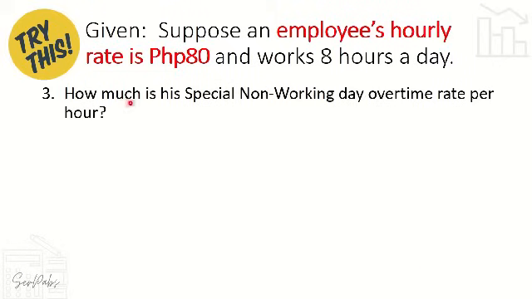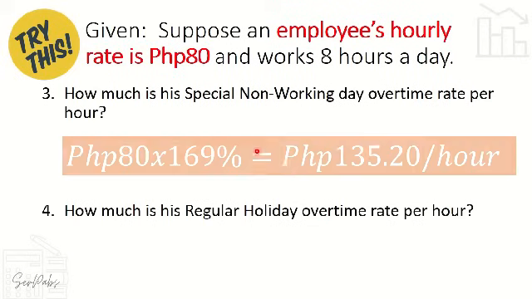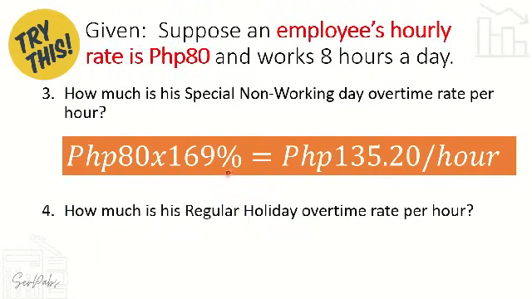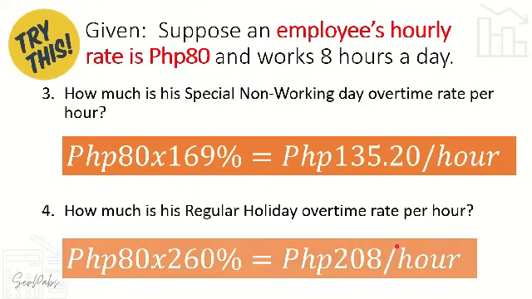Okay, third. How much is his special non-working day overtime rate per hour? So, yung rest day kasi saka yung special non-working day, pareho lang yun ng percentage. Okay, so pareho lang silang 169%. Kaya pareho lang din ang solution doon. So, that will be 135.20 also. So, 80 times 169%, so 135.20 per hour. Okay, number 4. So, how much is his regular holiday overtime rate per hour? So, kung holiday naman siya nagtrabaho at nag-overtime pa siya, so, puntahan natin ang ating table, so 260%. And that will be 208 per hour. So, 80 times 260% is equal to 208 per hour.